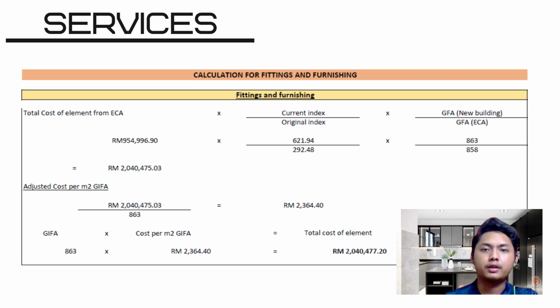Lastly, the calculation for fittings and furnishings. The calculation is total cost of element from our reference ECA, which is 954,996 ringgit and 90 cent, multiplied by current index, which is 621.94, divided by original index, 292.48, multiplied by GFA for carbon project, 863, divided by GFA for our reference ECA, 858. So we get the total cost of element, which is 2,040,477 and 20 cent.